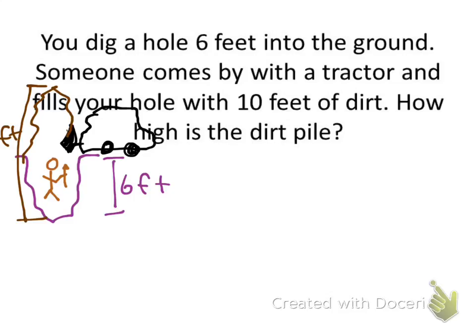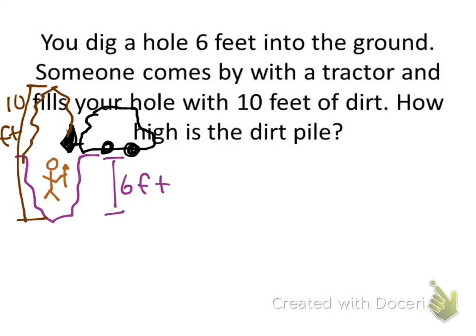How high is the pile of dirt? 4 feet. How'd you get that? You added 4. How'd you come up with the 4? The 4 is not up there anywhere. I subtracted 6. I mean, 10 from 6. Okay, so the 6 is what type of number?